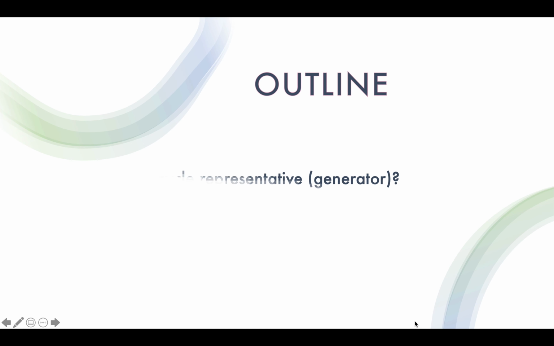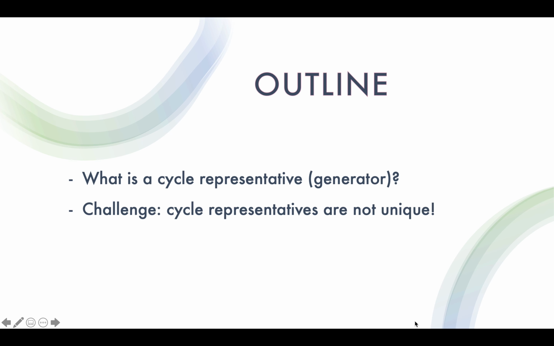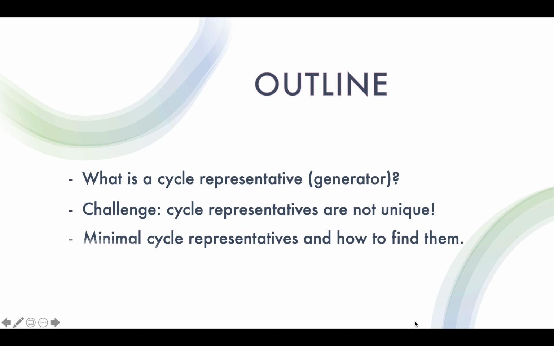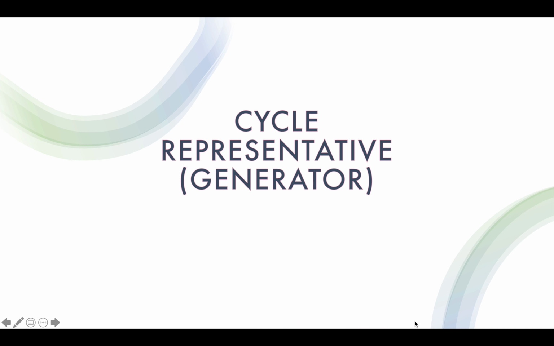First, we will see some examples of cycle representatives, also known as generators. An important challenge with cycle representatives is that they are often not unique. I'll then introduce a reasonable solution to the challenge, minimal cycle representatives, and 4 algorithms for finding them via linear programming. Let's begin with cycle representatives, or generators.